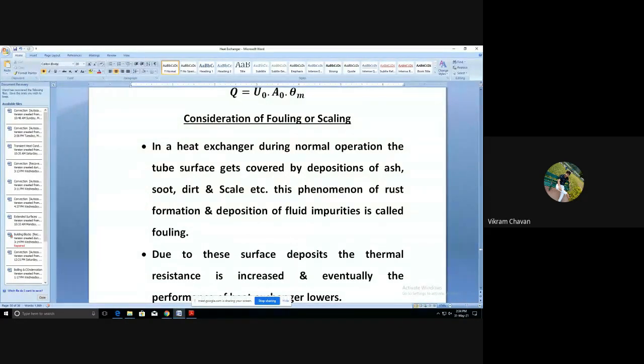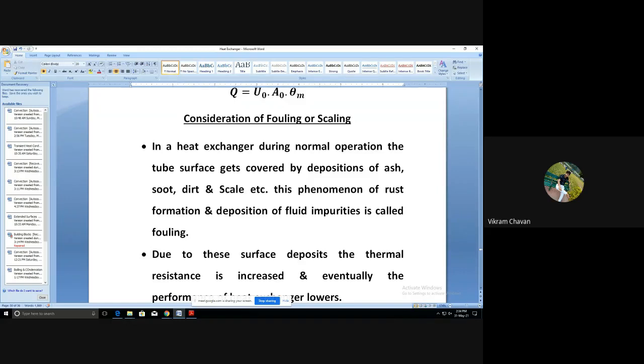In this fashion, we have to consider the logarithmic mean temperature difference. If you calculate the logarithmic mean temperature difference for a particular heat exchanger for particular conditions, then that will provide you the same heat transfer rate for variable conditions of temperature.